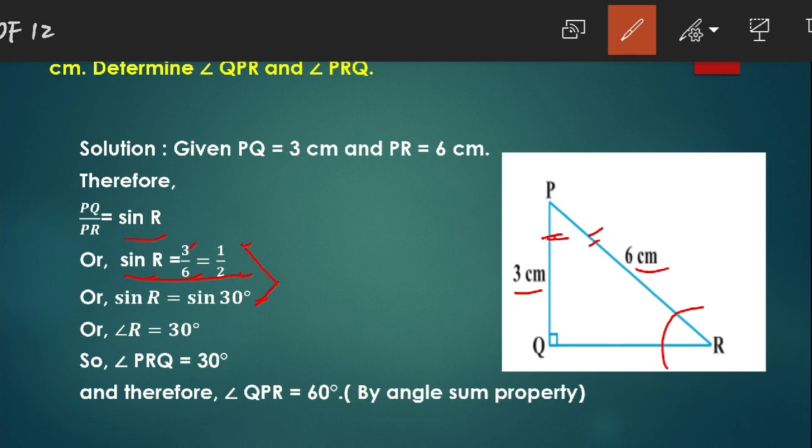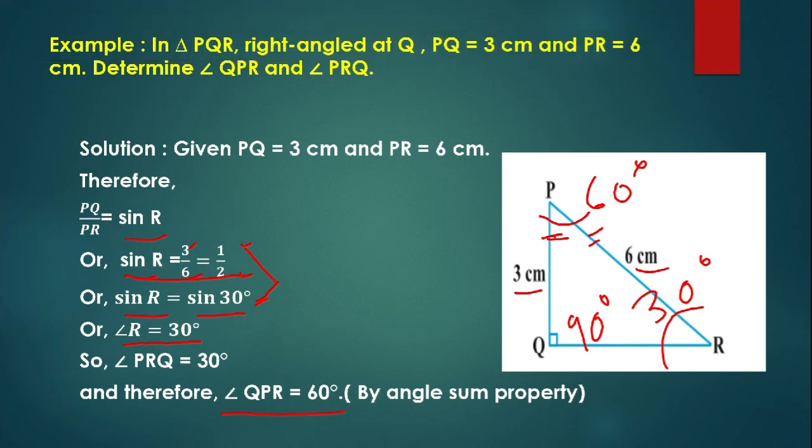So in the next line, in place of half, you can write sin R is equal to sin 30 degree. That means angle R is equal to 30 degree. That means you can write PRQ is equal to 30 degree. Now this one is 90, this one is 30. So by the angle sum property you can say that this angle P will be 60 degree. That's why QPR is equal to 60 degree. So this one is very easy.